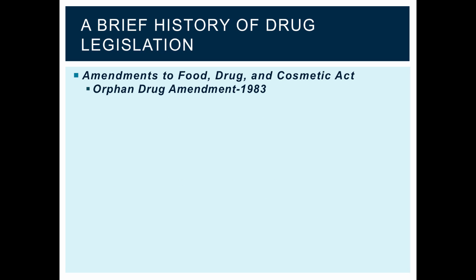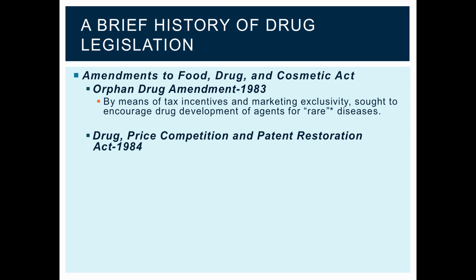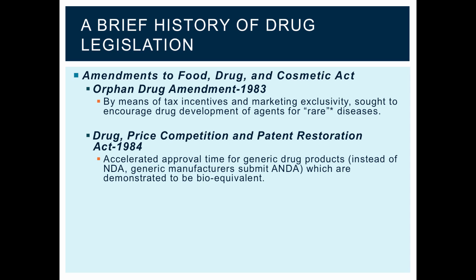Finally, we have the Orphan Drug Amendment of 1983, which through tax incentives and marketing exclusivity sought to encourage drug development of agents for rare diseases. And by rare, we mean fewer than 200,000 people. Then there was the Drug Price Competition and Patent Restoration Act of 1984, which accelerated approval time for generic drugs, which are demonstrated to be bioequivalent.